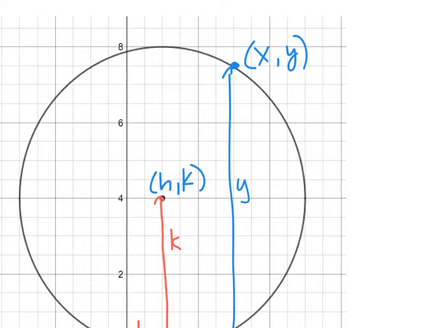Now let's look at something that's very special. If I connect the point (h, k) and (x, y), what is this line? The radius. Right? This is the radius. It just connects the center and one point that's on the edge of the circle. So essentially, you can see that I can create a right triangle, right?